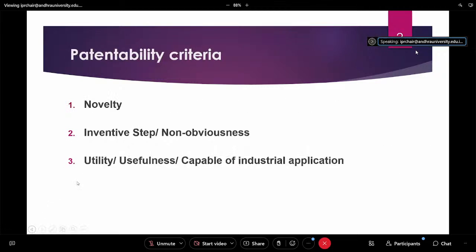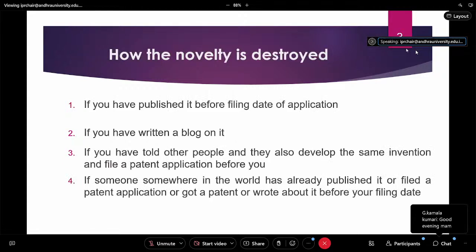So here I told you the first criteria is novelty, right? That means new. So how can the novelty be destroyed in your patent application? First of all, if you have published, I mean journal publication. If you guys are aware of journal publication, or anybody doing some research work in your department has sent something for journal publication and they say that I have got a paper, but you are not supposed to have published before you send the same thing for patent application. So you're gonna file the patent application first, then you publish it.